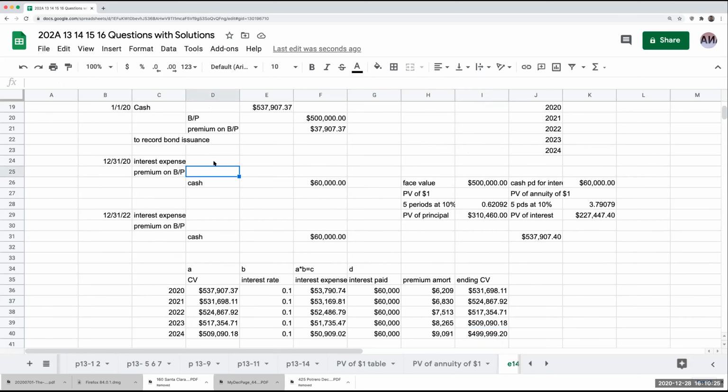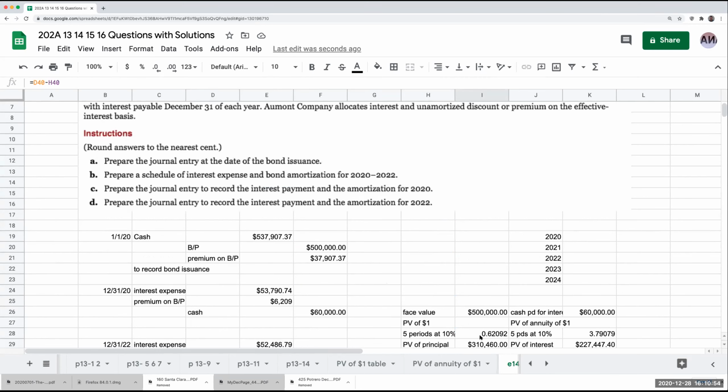Very good idea. Okay, so my interest expense for 12/31/20 is going to be $53,790. My premium amortization, $6,209. For 12/31/22, here is my interest expense, and here is my premium amortization. What you'll notice here is that by amortizing this premium, we're eventually getting this down to 0 when the bond is paid off. So that is exercise 1410, and I look forward to seeing you on the next video. Have a great one.